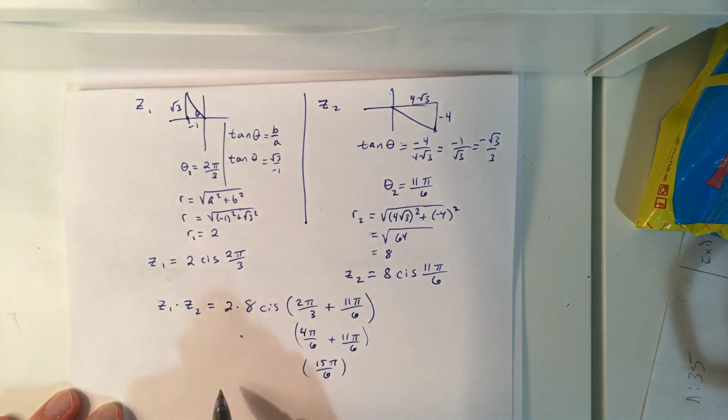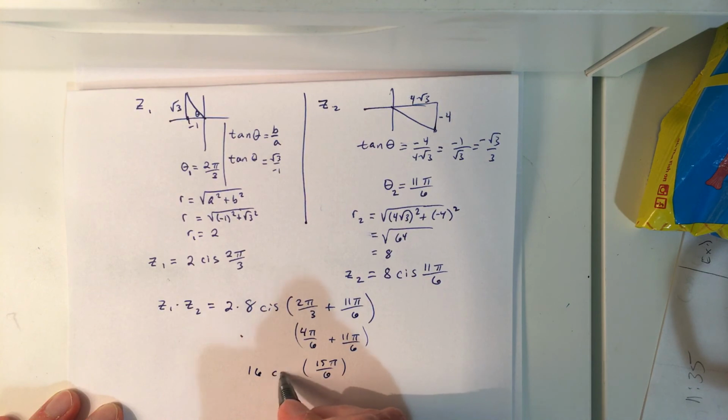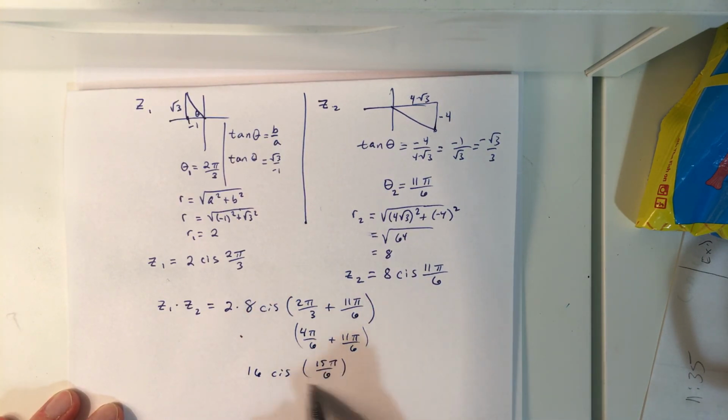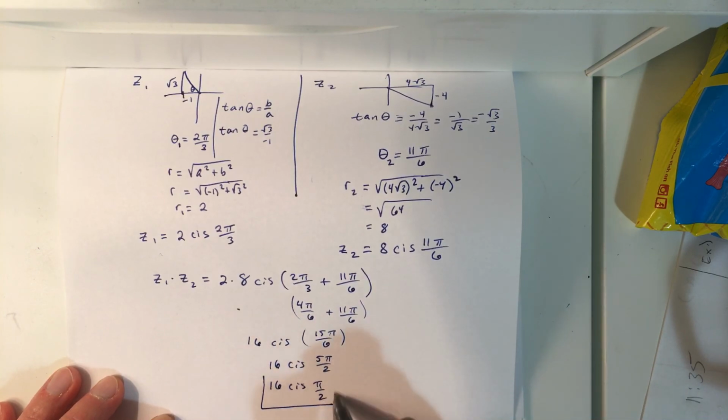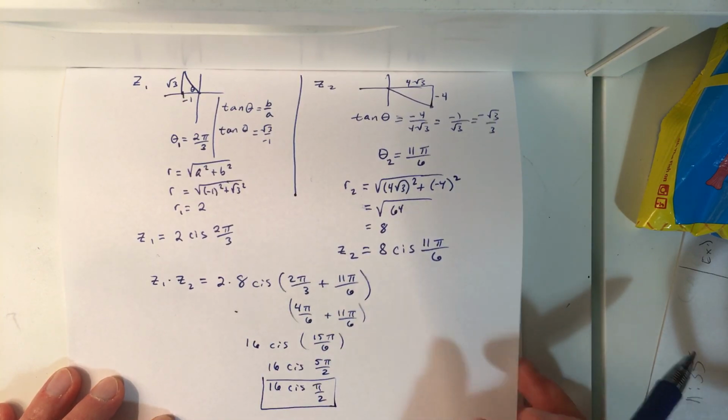Bringing down the rest of the problem, we've got 16 cis 15 pi over 6. We usually want to write this angle in between 0 and 2 pi. We can think about reducing each of these as divisible by 3, so that would give us 5 pi over 2, which is coterminal with pi over 2. So here's our product in trig form.